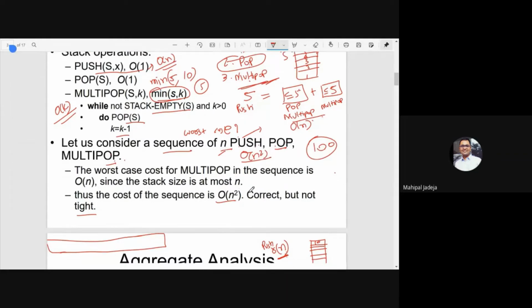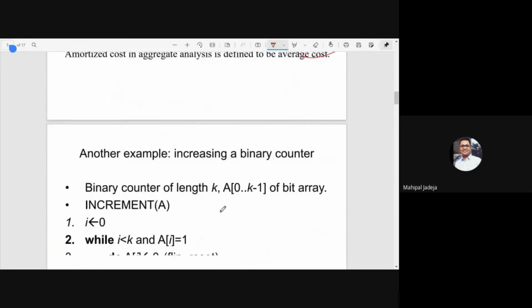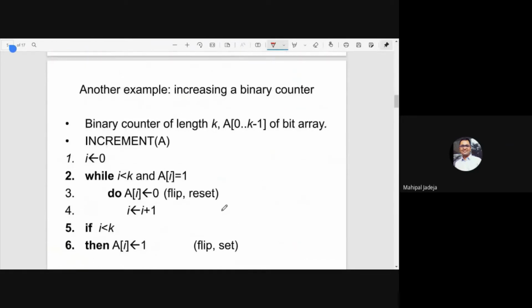But this is not the case. Okay, so I hope you understand this aggregate analysis. So now we'll consider one more problem, and we'll try to apply the same idea of aggregate analysis here also. So now the problem is different.